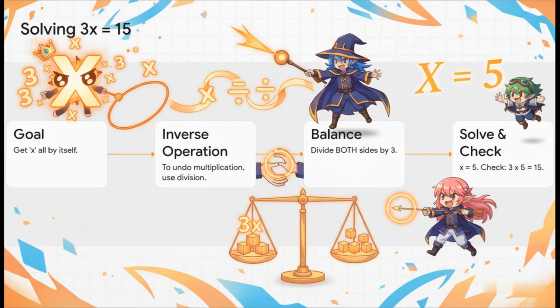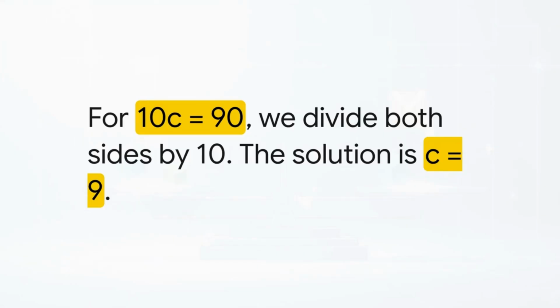You can even check it, right? 3 times 5, yep, it's 15. See how that pattern just works? It's awesome. Let's try another one. 10c equals 90. We just apply that golden rule again. Divide both sides by 10. The 10 on the left just cancels itself out. 90 divided by 10 is 9, and boom, we find out that c equals 9. See? The rule just works.